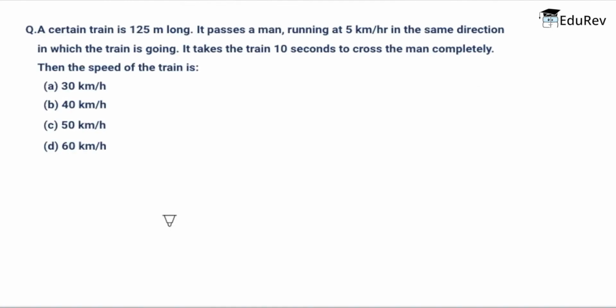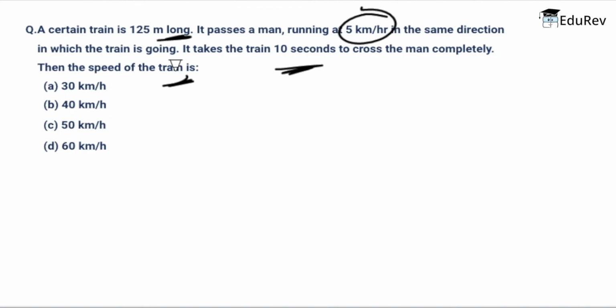Alright. So, let's solve an example and see whether we understood the concept or not. The question states that a certain train is 125 meters long, and it passes a man running at 5 kilometers per hour in the same direction in which the train is going. It takes the train 10 seconds to cross the man completely. Then what is the speed of the train?